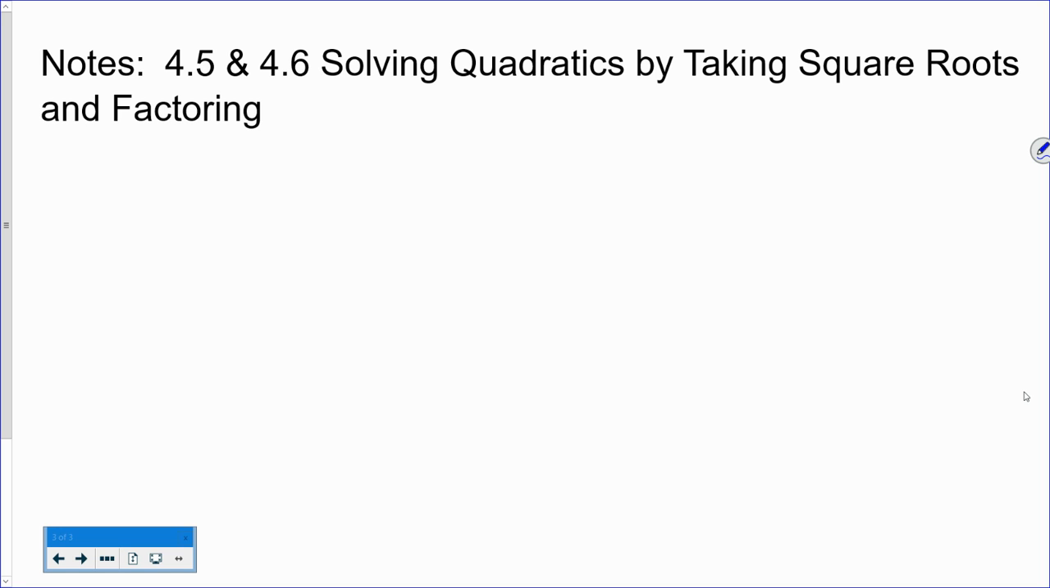All right, today's lesson, I'm kind of covering two lessons, 4.5 and 4.6. Solving quadratics by taking square roots will be one of the lessons, and then factoring will be the other lesson. So let's do a few examples of each of those things. We talked a lot about quadratic equations, their graphs, factoring, their forms, but we haven't solved any equations with quadratics.